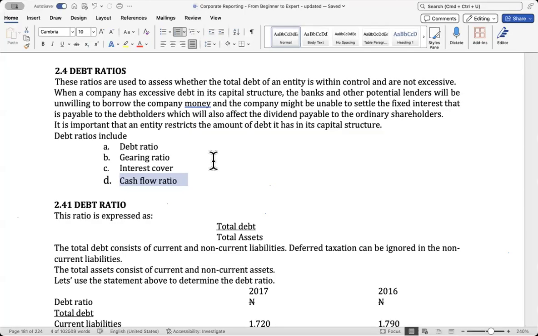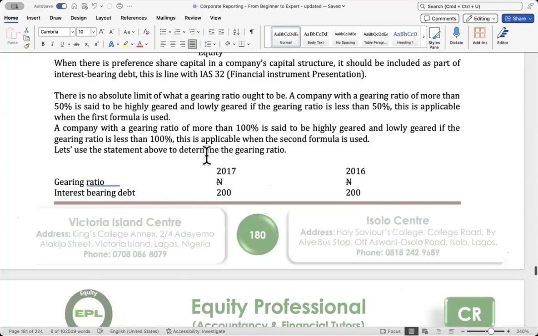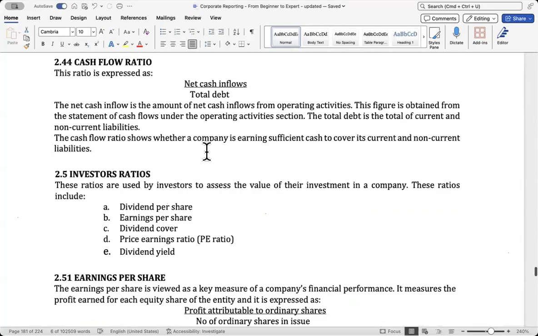So cash flow ratio is just for us to see if this company is strong, right? If this company is stable, and the higher this ratio, the better. So the ones where the lower might be better are the debt and gearing ratios. But for interest cover and cash flow ratio, the higher the better. Okay, remember I'm just running through these ratios for us.